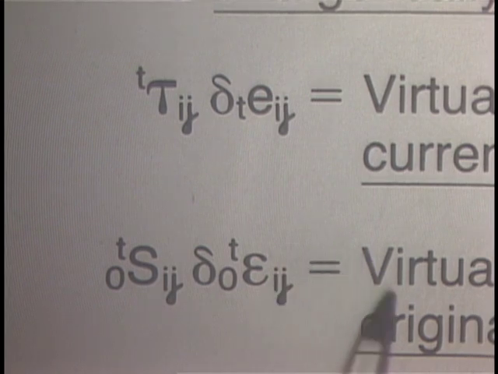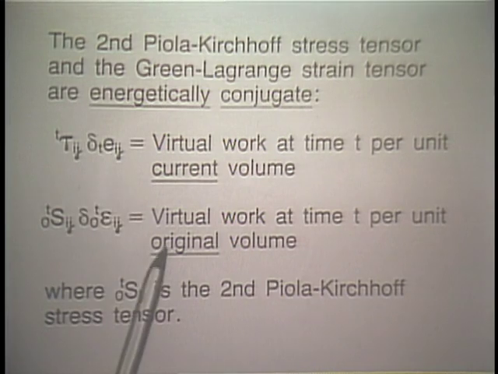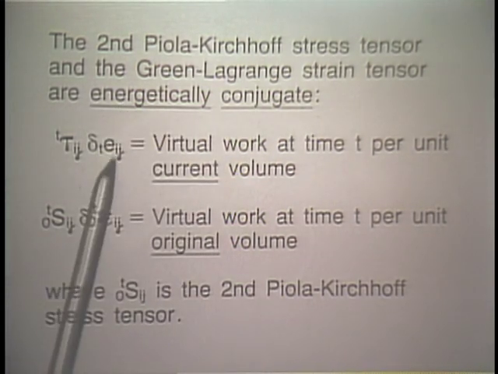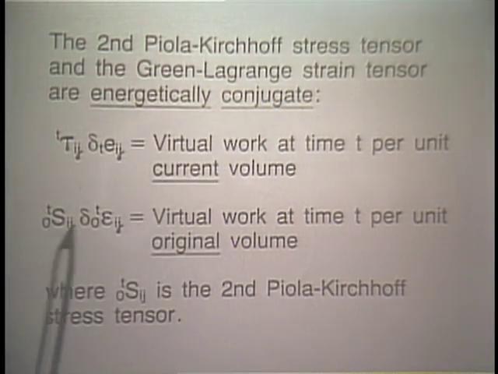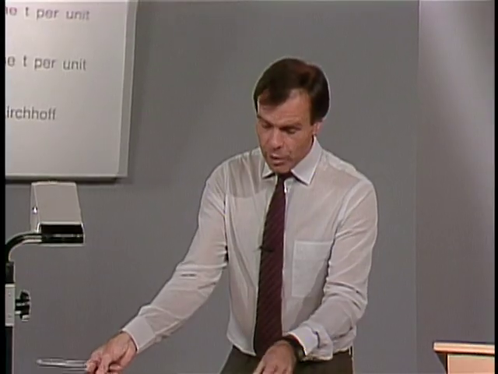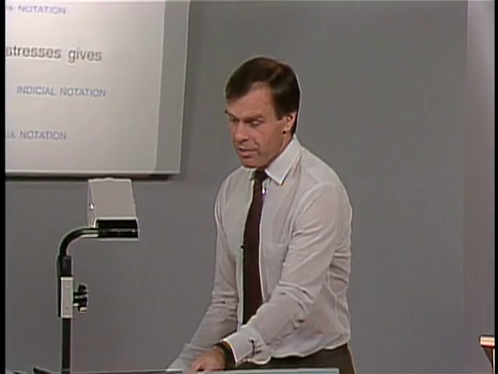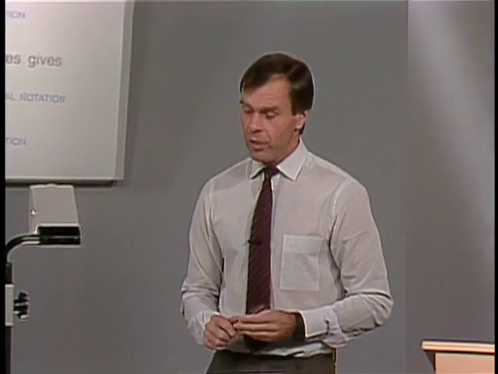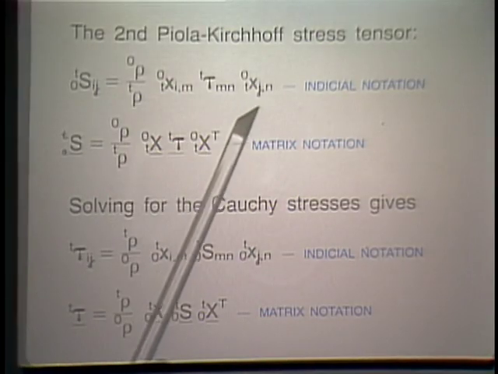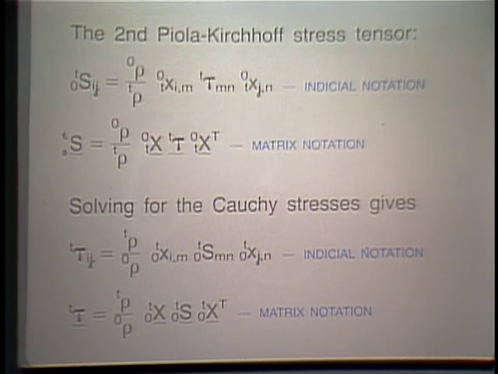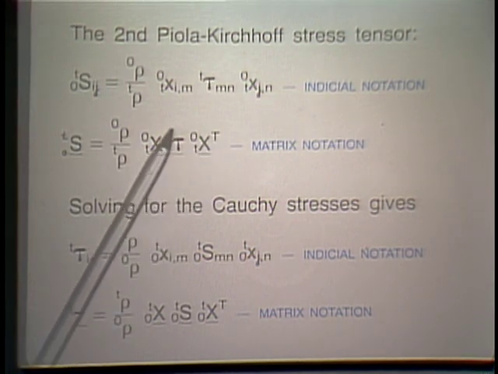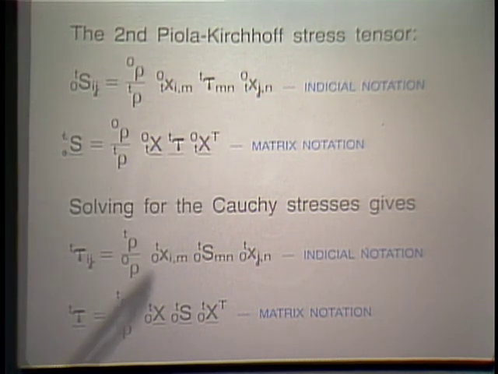Well, this is here once more something to be kept in mind, but the important point is that these two quantities are energetically conjugate, and this is expressed via this product here. Let's look at the second Piola-Kirchhoff stress tensor now. The second Piola-Kirchhoff stress tensor in indicial notation is defined as shown here, and we had already that definition earlier on a view graph. In matrix notation, we can directly say this is the way you can also write it.